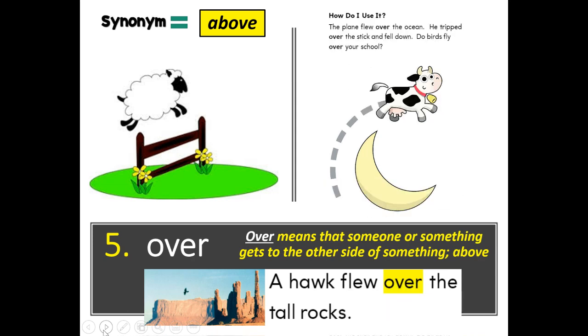How do I use it? The plane flew over the ocean. He tripped over the stick and fell down. Do birds fly over your school? Over.